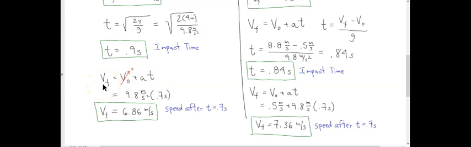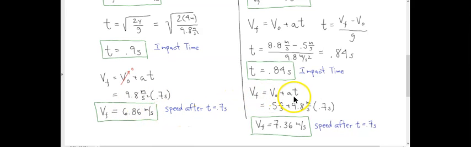We know from formula 3, v_f equals v_o plus a t, but in the free fall condition, the initial speed is 0. So we have gravity times time, and we're using 0.7 seconds. We have a final speed of 6.86 meters per second.